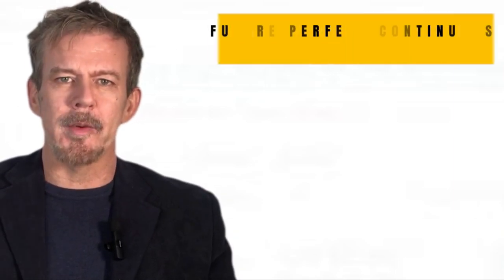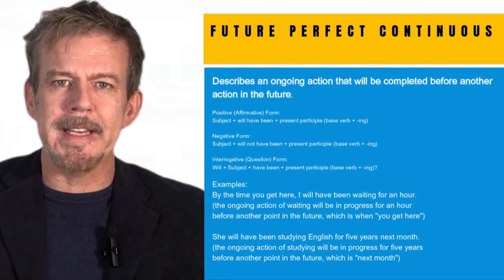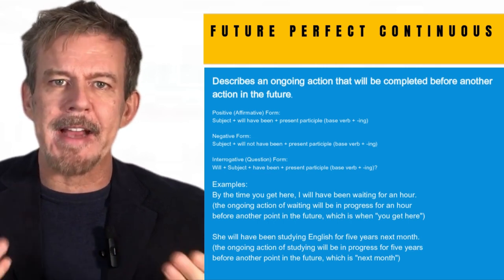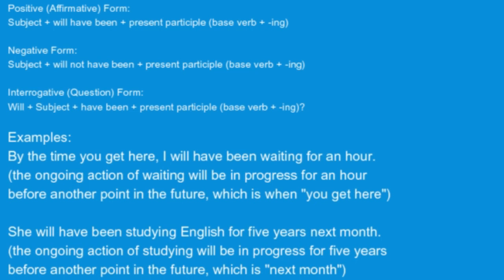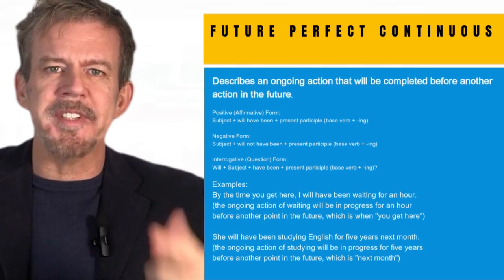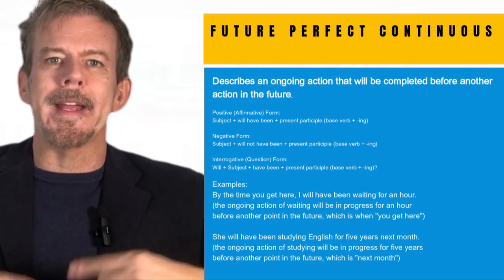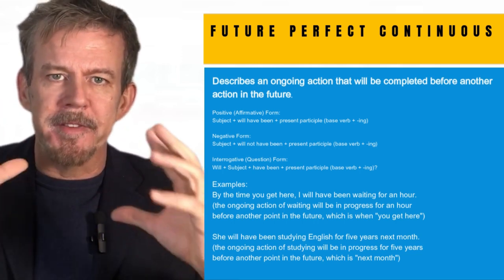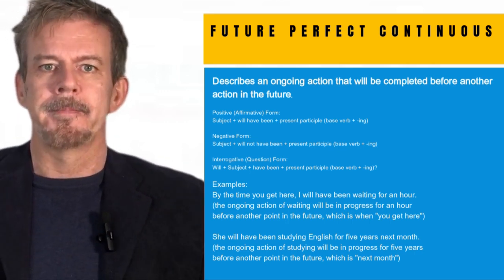Future perfect continuous describes an ongoing action that will be completed before another action in the future. Examples. By the time you get here, I will have been waiting for 1 hour. So, the continuous action of waiting for you will be ongoing until another point in the future, which is by the time you get here.